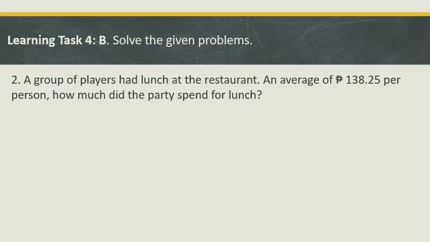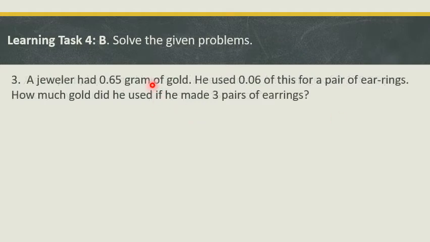Okay, next, number 3. A jeweler had 6,500 grams of gold. He used 600 of this for a pair of earrings. How much gold did he use if he made 3 pairs of earrings? Since ang tanong muna dito is, ilan yung 600s of 6,500s ang ginagamit sa kada pair ng earrings, multiply muna natin yung 6,500 sa 600s. Yun muna ang gagawin natin.